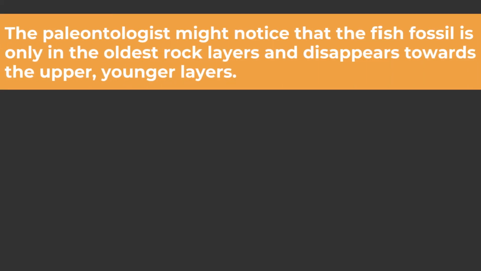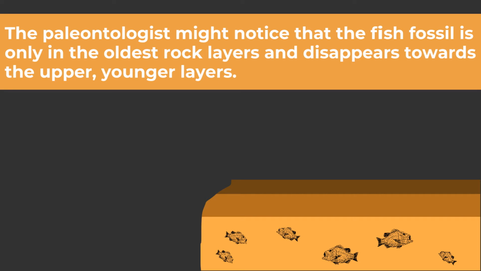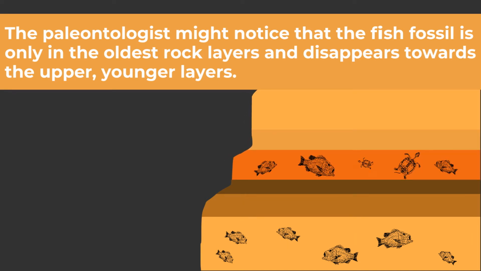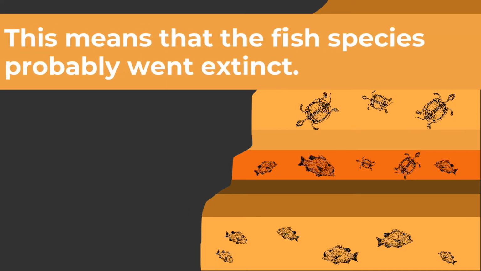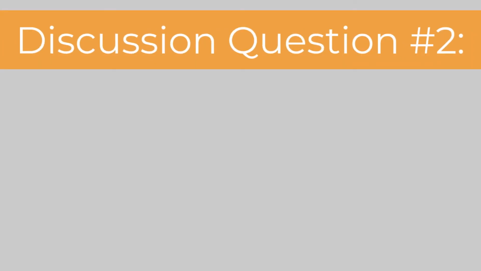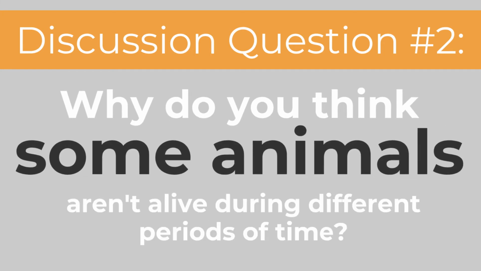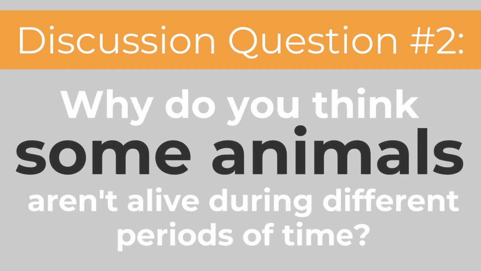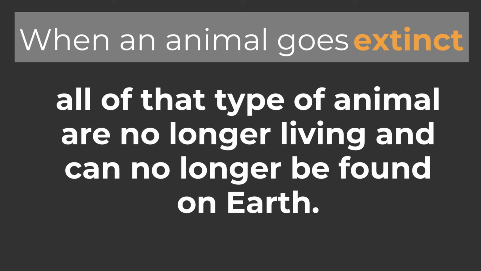Finally, the paleontologist might notice that the fish fossil is only in the oldest rock layers and disappears towards the upper, younger layers. This means that the fish species probably went extinct. Discussion question number 2. Why do you think some animals aren't alive during different periods of time? When an animal goes extinct, it means that all species of that type of animal are no longer living and can no longer be found on Earth.